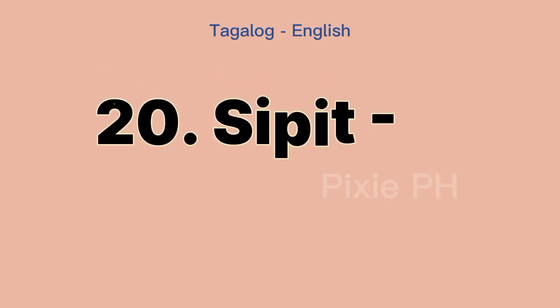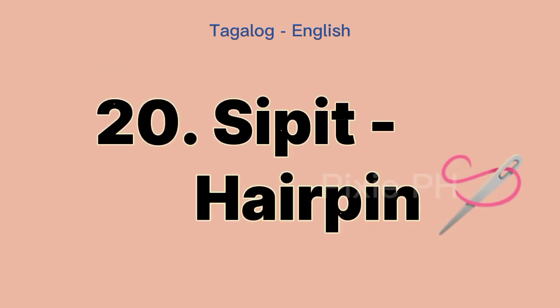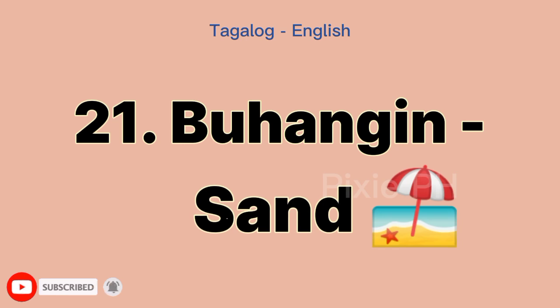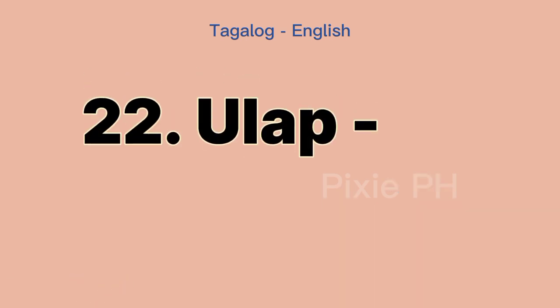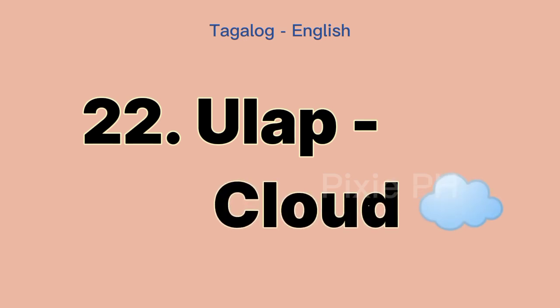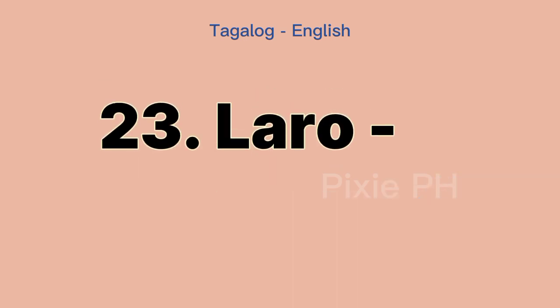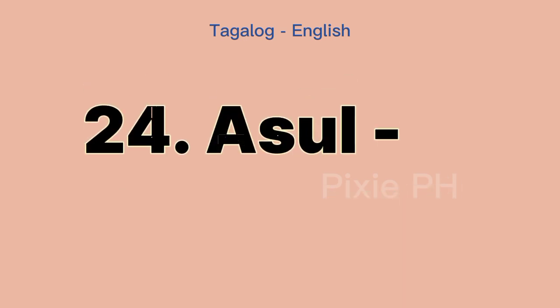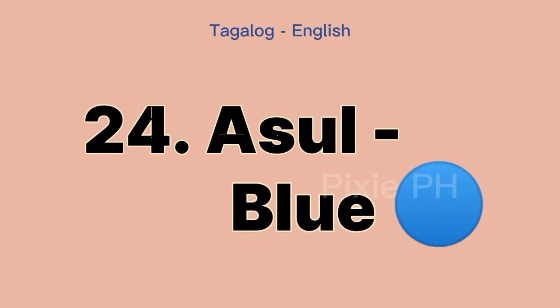Number 20, sipit, or harpan in English. Number 21, buhangin, or sand in English. Number 22, ulap, or cloud in English. Number 23, laro, or game, toy in English. Number 24, azul, or blue in English.